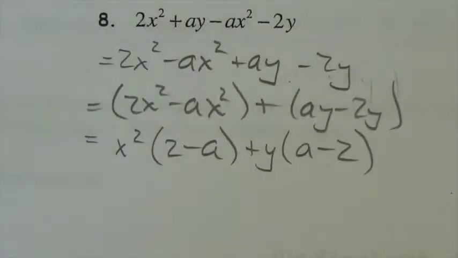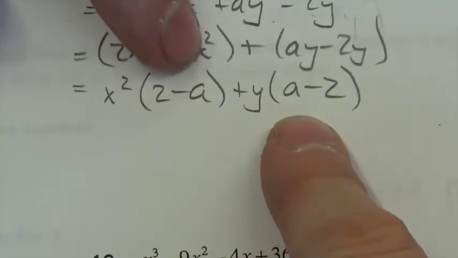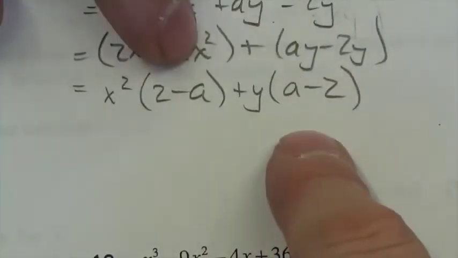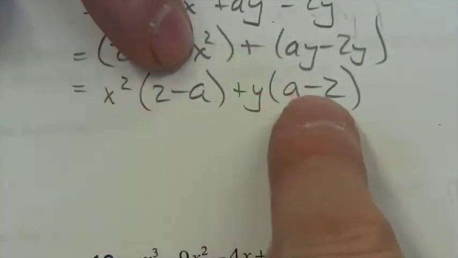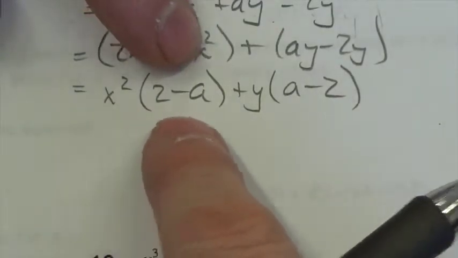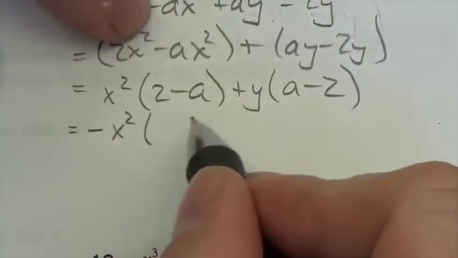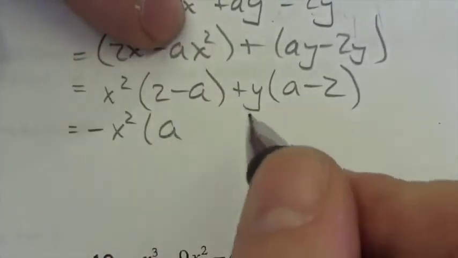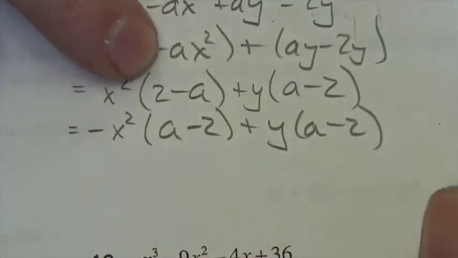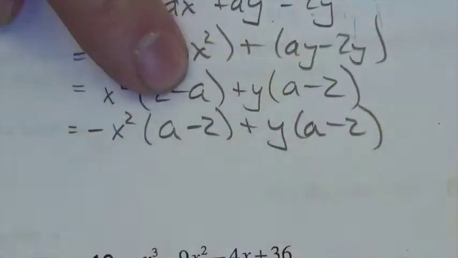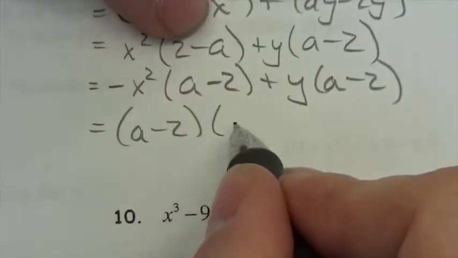Okay, well, these are not the same. 2 minus a is not the same as a minus 2. So I'm going to change one of these things. Now, I'll be honest with you, I like the way this one looks better than this one because I like the a with the negative 2 here. So I'm very tempted to pull a negative out of here. And if I do that, it'll be negative x squared. I'm going to make the a positive and I'm going to pull it out front. I'm going to make the 2 negative and put it behind. Now it's common to both here. And so I can factor out that common binomial factor a minus 2, which will leave me with negative x squared plus y.